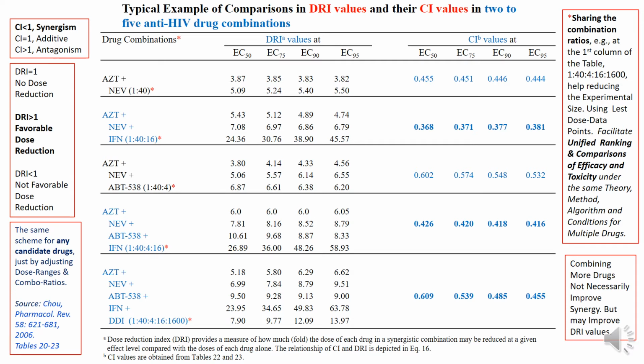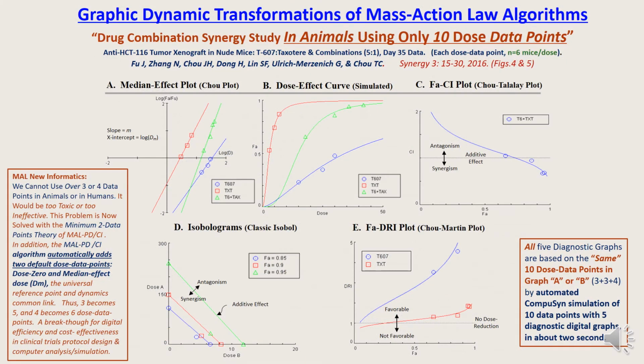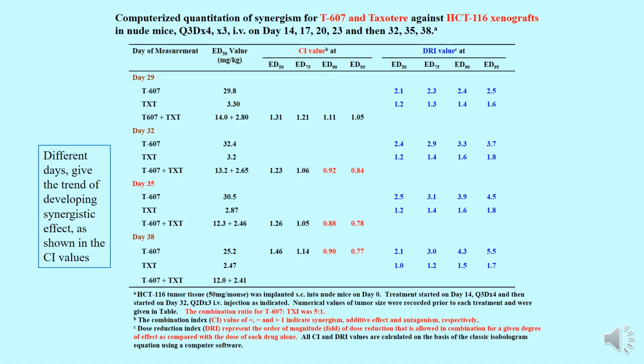In vivo, this is a 2 drug combination against colon carcinoma xenograft in nude mice that use only 10 dose data points, each dose using 6 mice. The computer-generated diagnostic plots include the dose effect curve, FA-CI plot, isobologram, and FA-DRI plot. These are the summary of results. The CI and DRI values are calculated on different days after drug treatment.